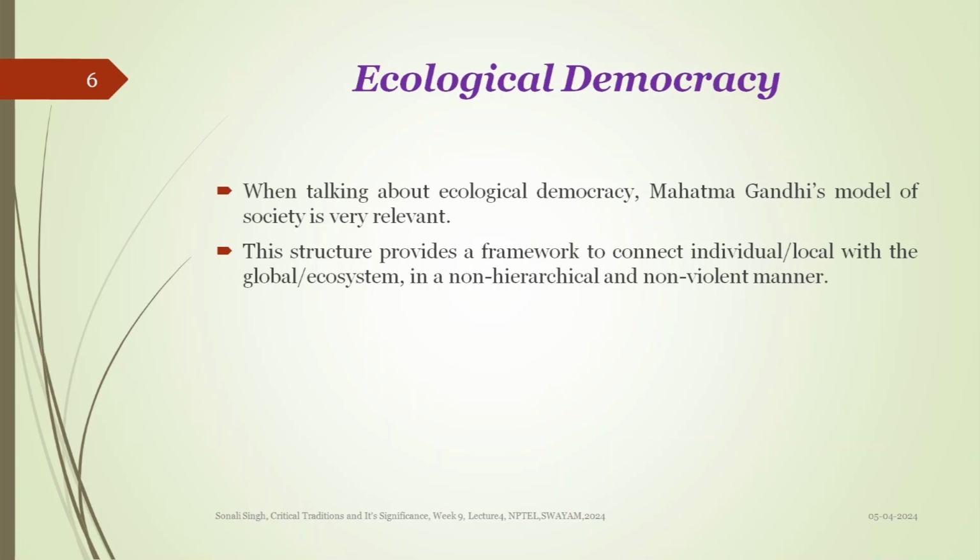Now, when talking about ecological democracy, Mahatma Gandhi's model of society is very relevant. Now we come to the third part, that is Gandhi's model of society. I am discussing this structure because it provides a very useful framework to connect the individual and the local with the global ecosystem in a non-hierarchical and non-violent manner. These two words are very important, because we cannot have a hierarchical system and then think of establishing ecological democracy. We don't need a pyramidal system. We need a different system.